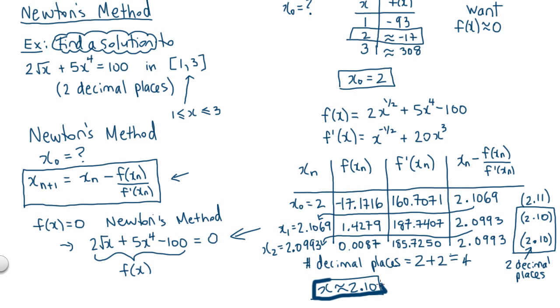Oh, just highlight that there. x approximately 2.10, final answer to the problem. If you wanted to check that, you could go back to your original equation here, try plugging in 2.10, and just make sure that it roughly solves the problem. It won't be an exact solution in most cases because remember, we're approximating the value here to 2 decimal places.